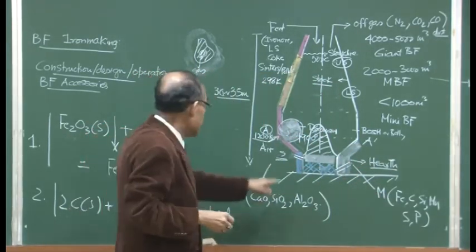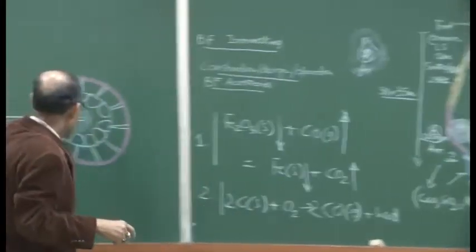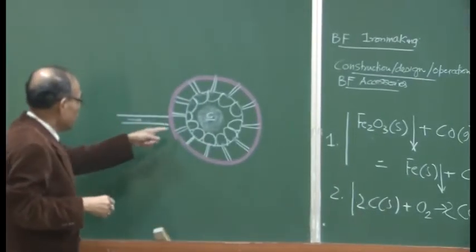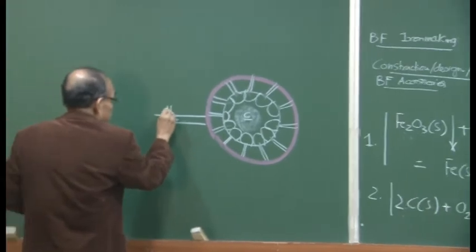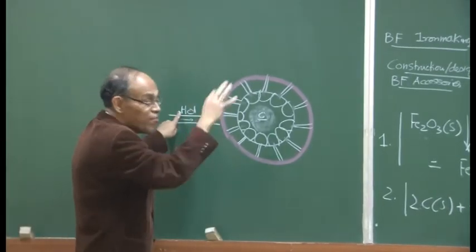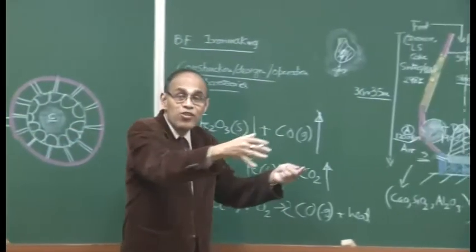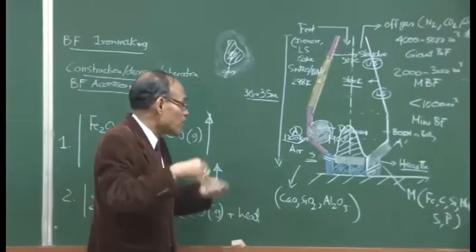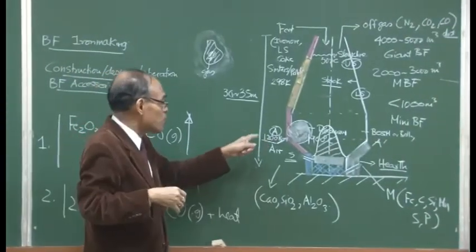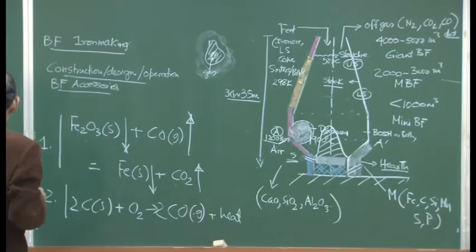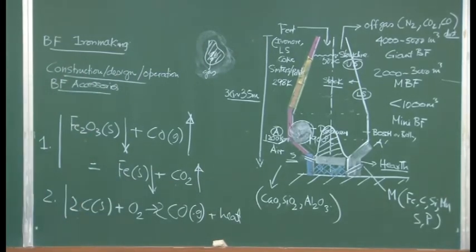Also, as you can see, we have hot blast which is supplied. So there has to be an arrangement for heating of the air, and there have to be huge compressors and compressor houses attached to a blast furnace, which will also be necessary in order to continuously supply preheated air into the blast furnace.